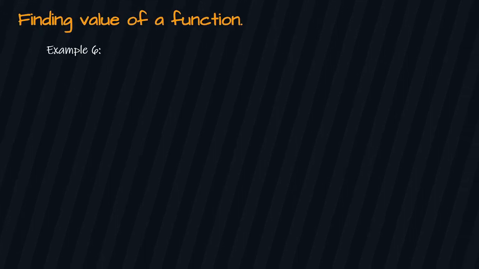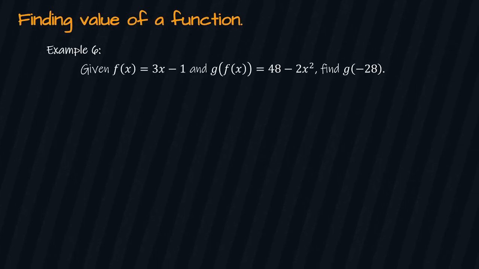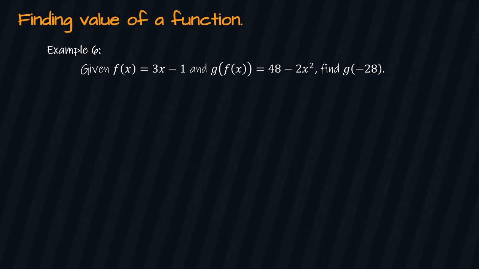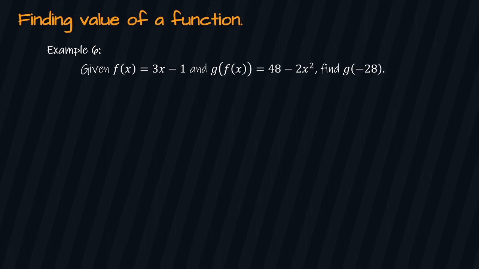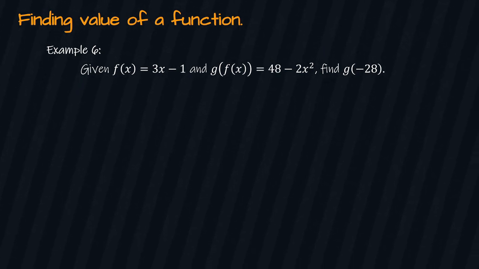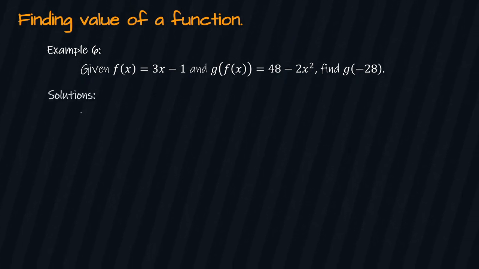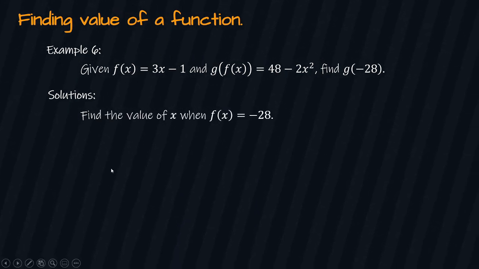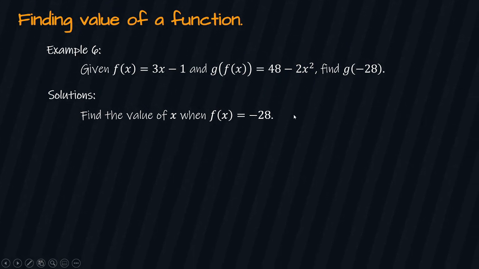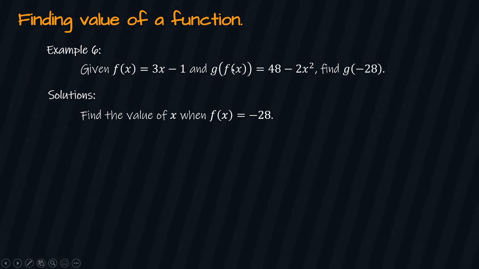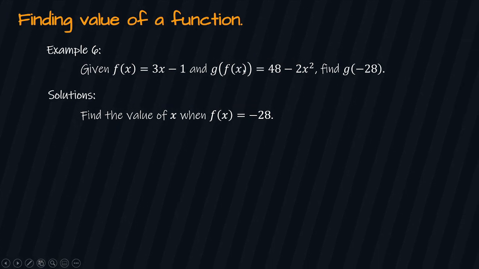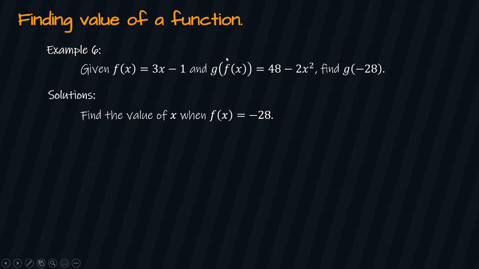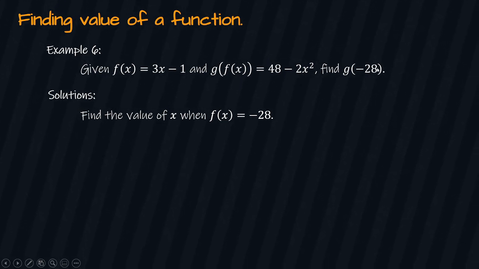Moving on to the next example, we have, given f of x is equal to 3x minus 1, and g of f of x is equals to 48 minus 2x squared, find g of negative 28. So we find the value of x when f of x equals to negative 28. Why? We have g of f of x. But also we are to find g of negative 28. So we equate f of x to negative 28.